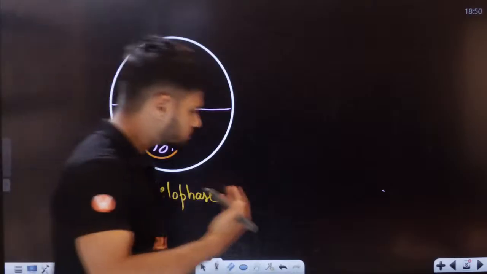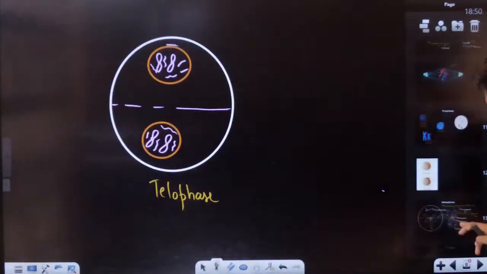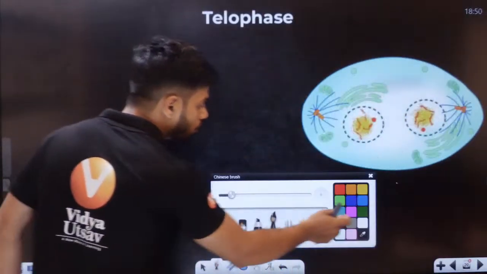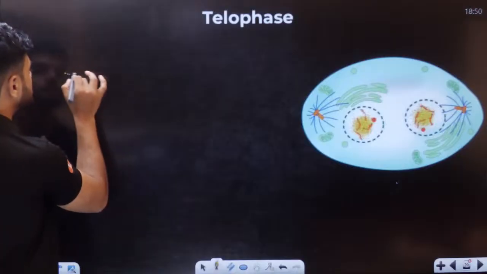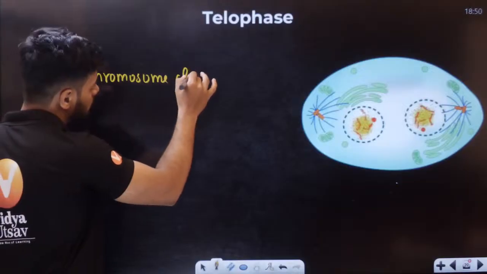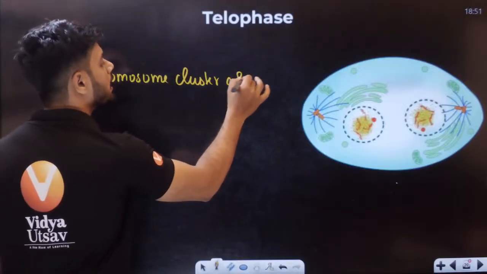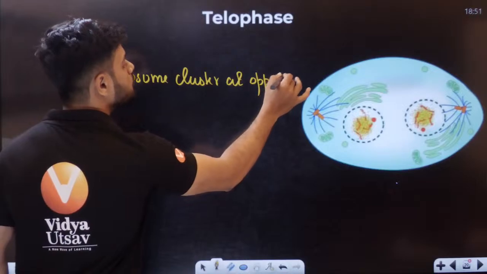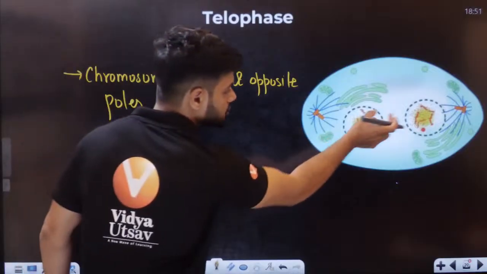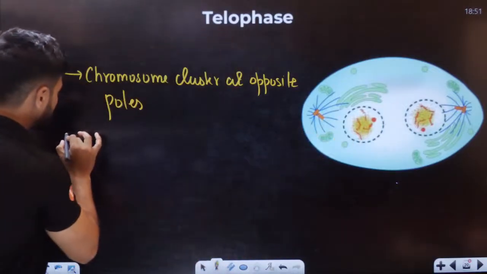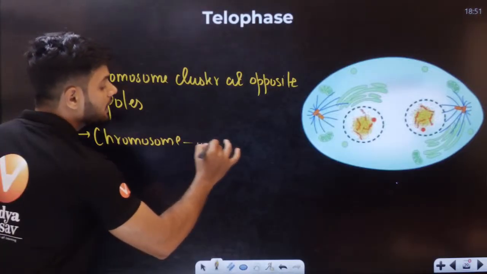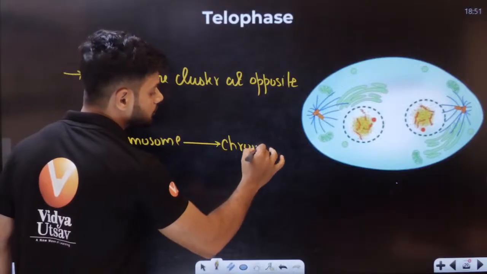So what is happening right now in telophase, students? In the case of telophase, chromosomes cluster at opposite poles, this here and here, right? All the chromosomes will start getting converted back to chromatin right now.